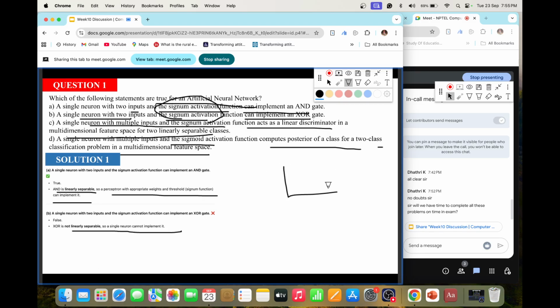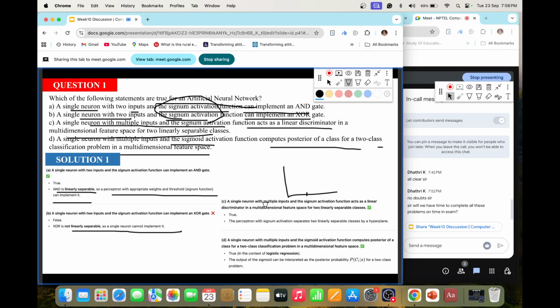You can just write 0 1 and plot the graphs for these gates. And for XOR, you can see that you cannot separate it by a single linear boundary. That is why the perceptron algorithm, or the single neuron with signum function, cannot solve your XOR gate. It can separate those gates that are linearly separable, that are simple gates like AND gate or OR gate. So this is regarding the first two options.